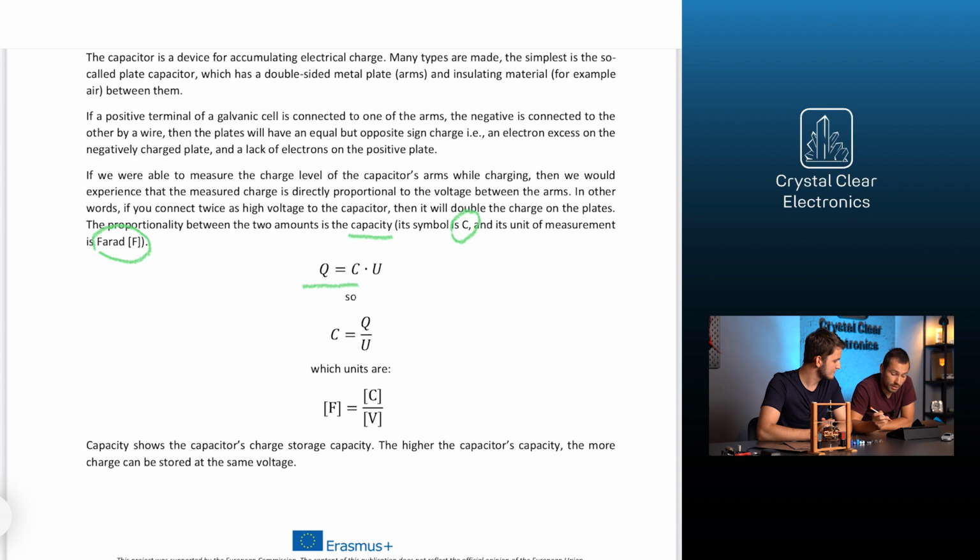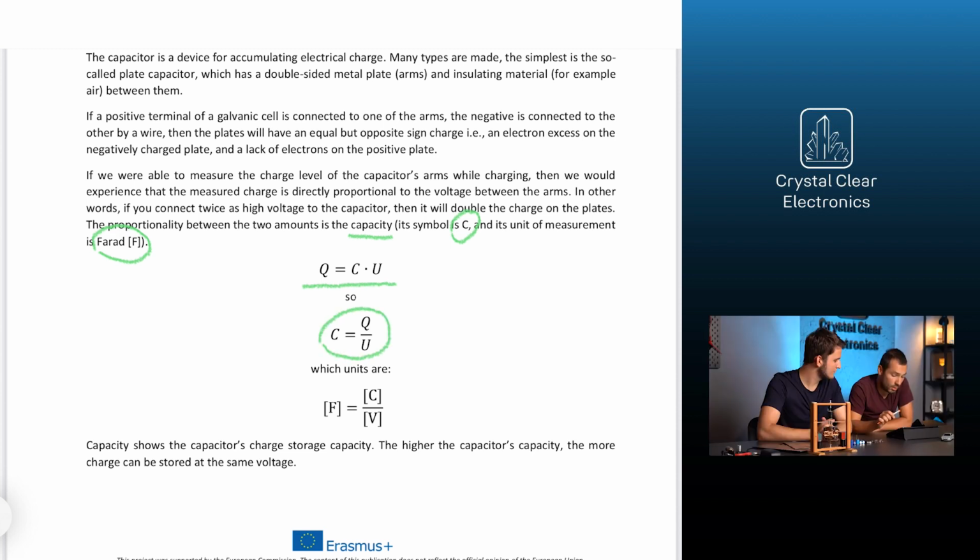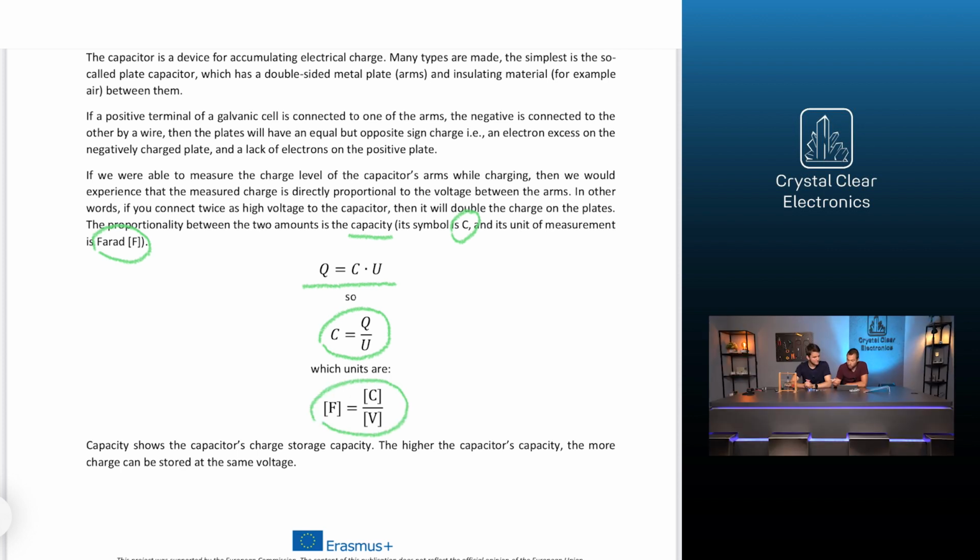Mathematically written, Q equals C times U, where the amount of charge is represented by Q. Capacity shows the capacitor's charge storage capacity. The higher the capacitor's capacity, the more charge can be stored at the same voltage.